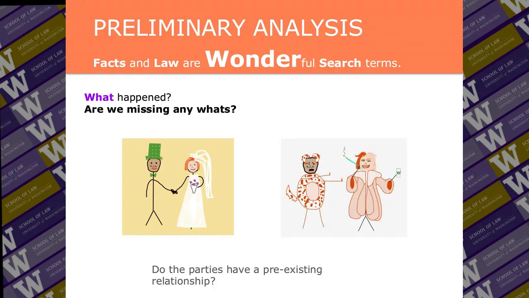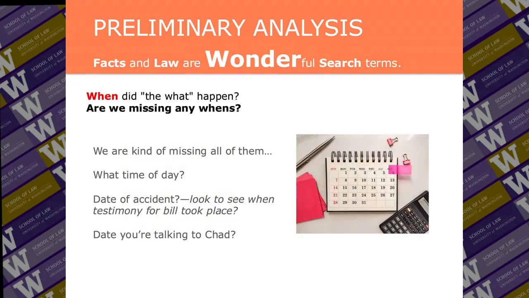Or perhaps Chad was a puppy, and Annie is Cruella Annie DeVille and has been plotting to rob Chad of his luscious fur. When did the what happen, and are we missing any whens? We're really missing all of the whens.